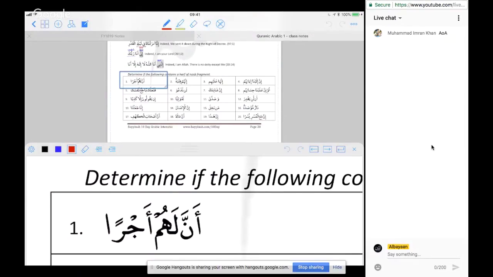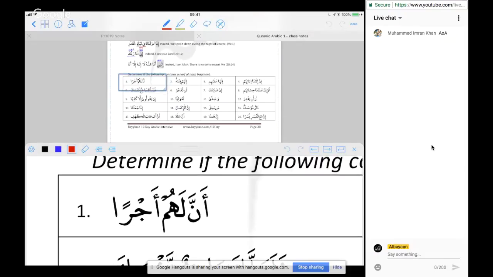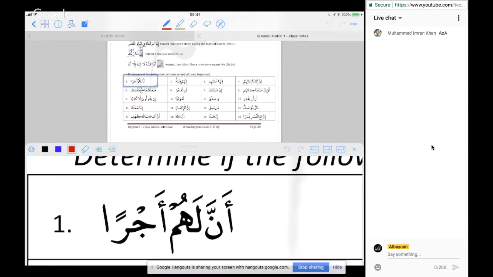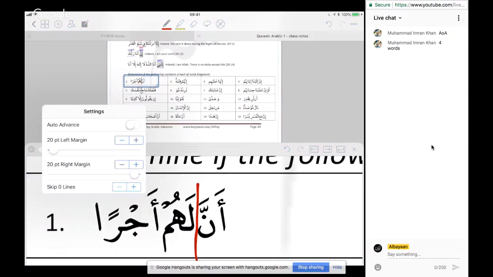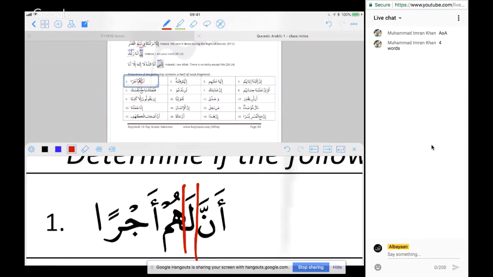On page number 28 of your exercise book, what we have here is anna lahum ajran. So I'm looking at how many words? I'm looking at the anna. I'm looking at lam, which is a harf of jar. Then I'm looking at the hum, which is the attached pronoun. And then I'm looking at the ajran, right? Correct. Very good. Yes, there are four words. One, two, three, four.